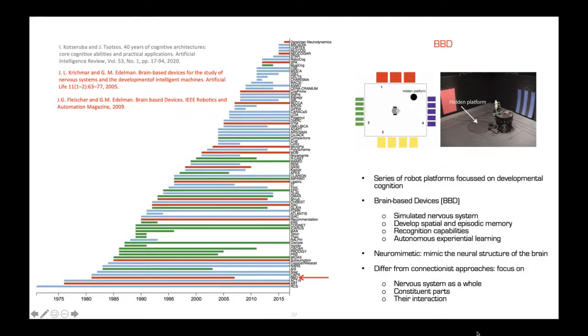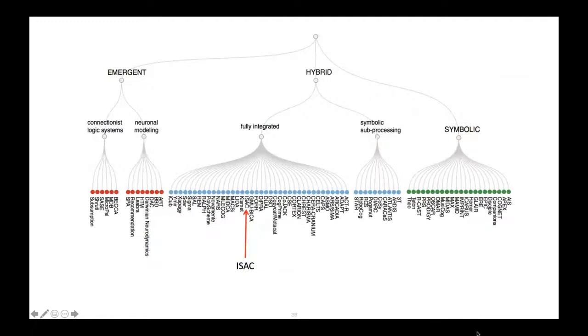Think of the brain-based devices as not a connectionist system, like a neural network, deep or otherwise, but more like modeling the nervous system as a whole, and the interaction between the different parts of the brain. So it's more populations of neurons rather than a feed-forward or a recurrent neural network.